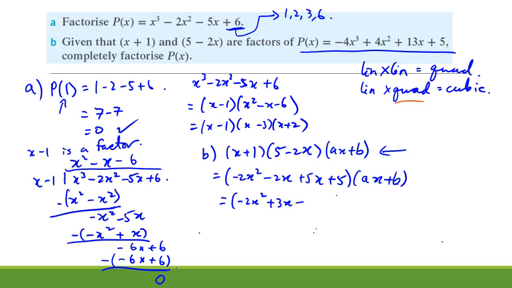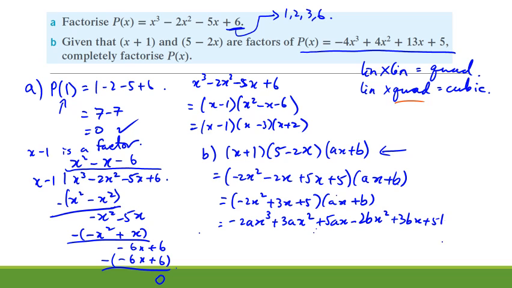Simplify it down. And make sure you don't make any mistakes. That's the only problem with doing it this way. It's really easy to make mistakes. And then group up your terms again like we did before.